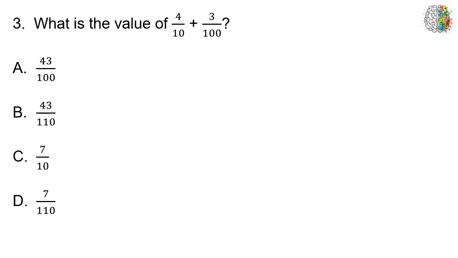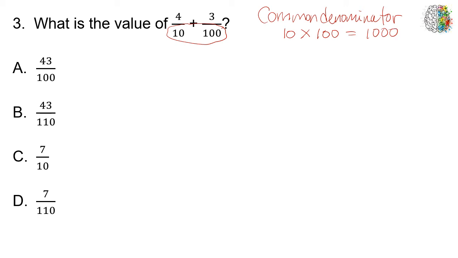Our next problem is an adding fractions problem because we want to know what is the value of 4/10 plus 3 over 100. Now, adding fractions is a little bit more complicated than the dividing and multiplying of fractions. The things that we want to remember is that whenever we have adding fractions, we need a common denominator, which we can get by multiplying the two denominators together. Or we need to have a least common denominator, which is where we're looking for the smallest multiple that both of them share.